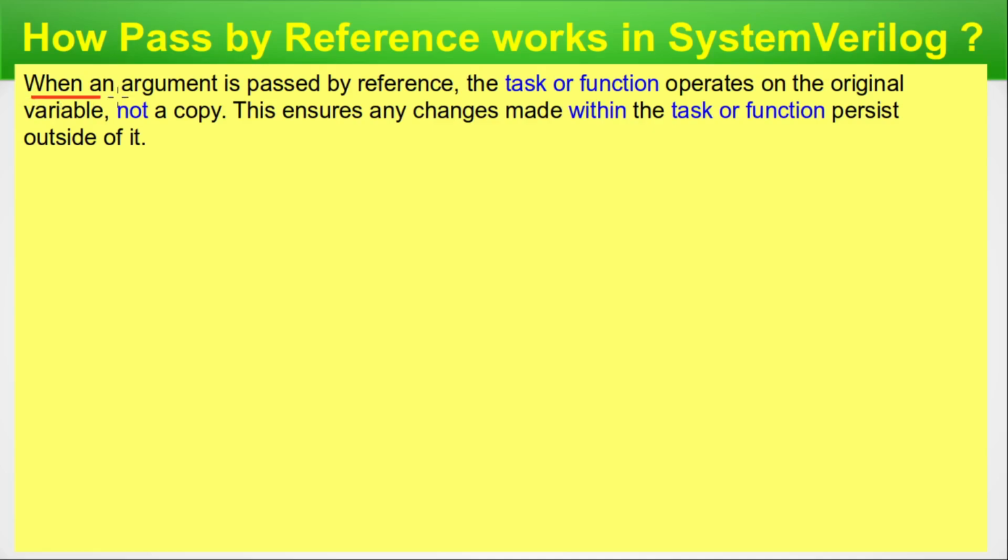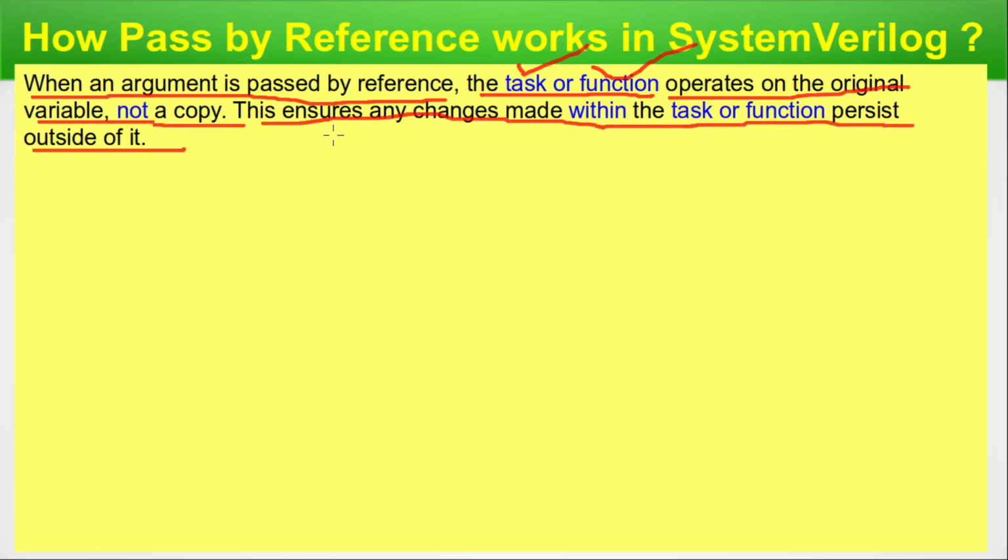Now, when an argument is passed by reference, the task or function, and I'll emphasize that it could be a task or it could be a function, since this is SystemVerilog that can have both task and function needing pass by reference, operates on the original variable and not a copy. This ensures any changes made within the task or function persist outside of it.